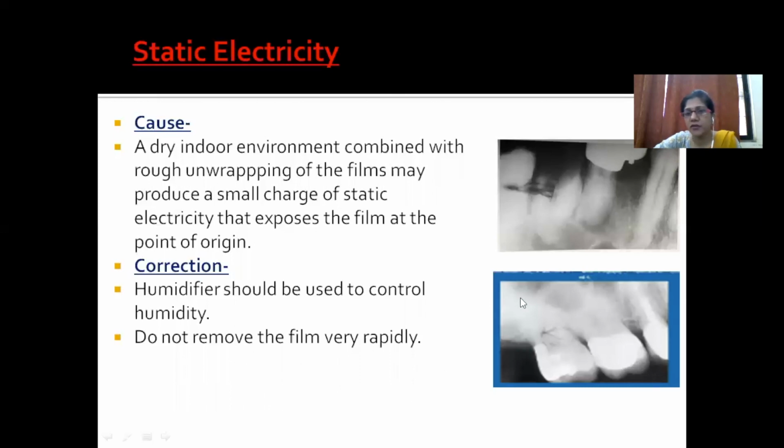Static electricity. Again, can you see these tree-shaped radiating lines in the radiograph? Now, when and why does this occur? A dry indoor environment combined with rough unwrapping of the film may produce a small charge of electricity on the film. That is, when you remove the film from the film packet very swiftly, it may cause the generation of static electricity, and after you process it, you may see this type of static electricity, black radiating lines, on the radiograph. Correction: a humidifier should be used to control humidity, and do not remove the film very rapidly.